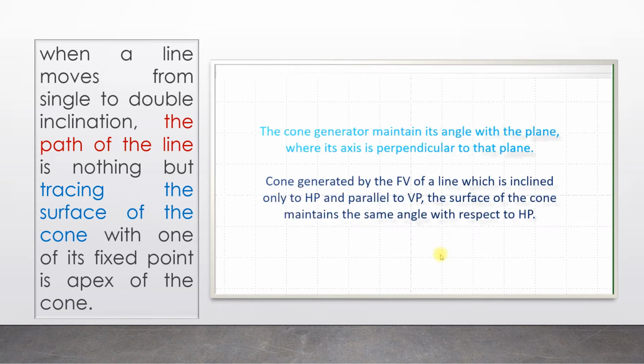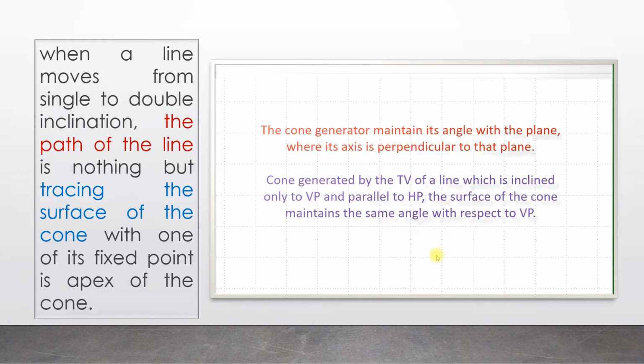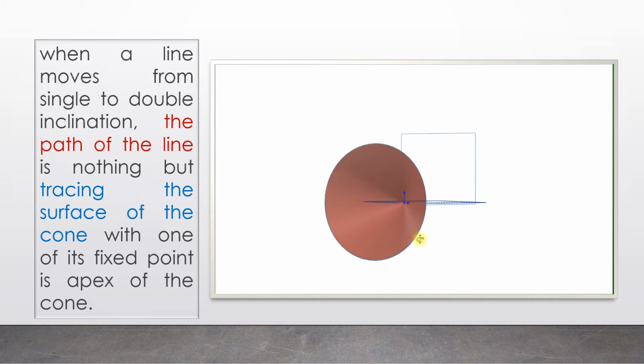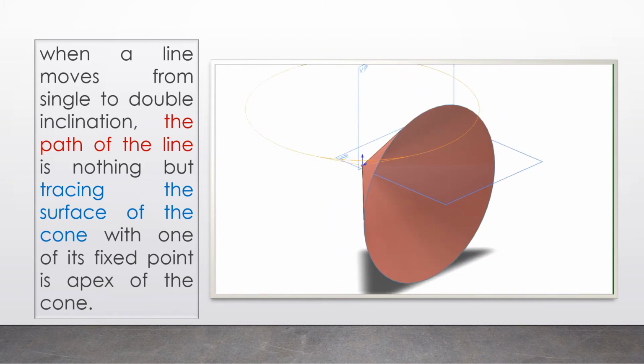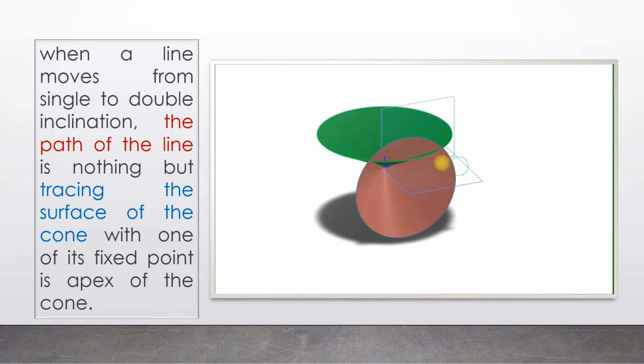So the cone generator maintains an angle with the plane where its axis is perpendicular to the plane. Now it is perpendicular to VP, so the angle of inclination with VP will be the same, but with HP it will be varying if you take a different generator on the surface of the cone. Now, with this concept we will move on to a line inclined to both the planes.